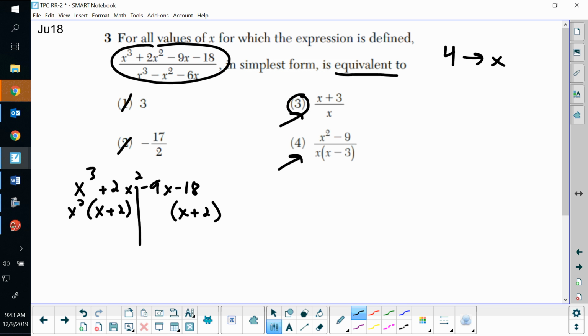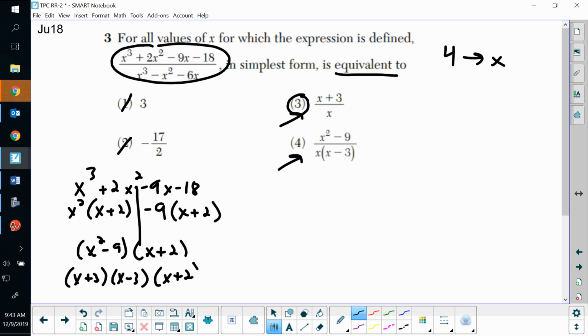Rewrite your x plus 2, and you could take out a -9. That means we now have x squared minus 9 and x plus 2. But the x squared minus 9 can factor again into x plus 3 and x minus 3, and then x plus 2. Okay, so I'm going to rewrite that over here. That's our factored version of the numerator.